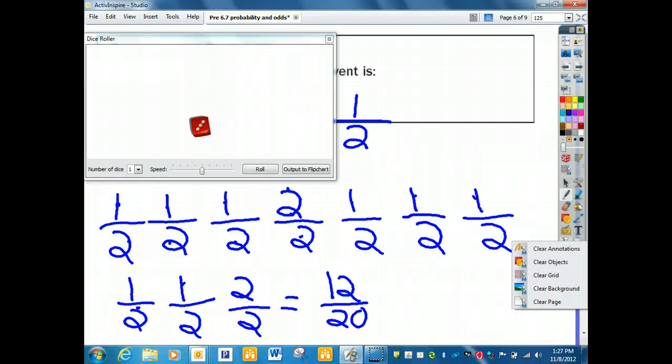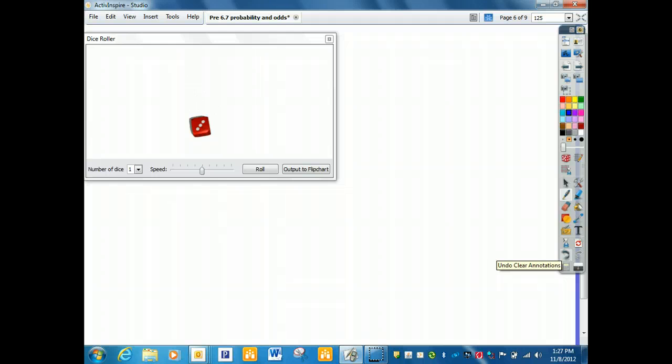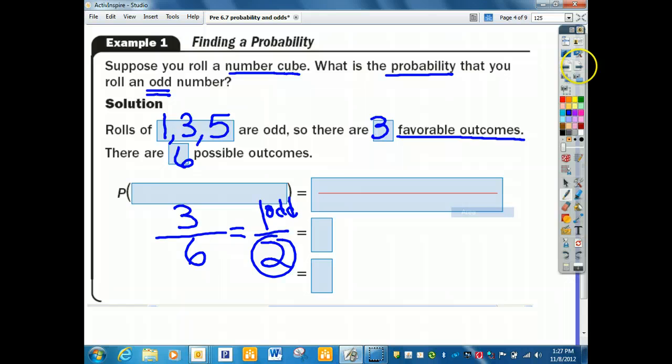Okay, let's clear this. What was this called that we just did? Experimental data. That was an experimental probability. Excellent. All right, now let's go back.